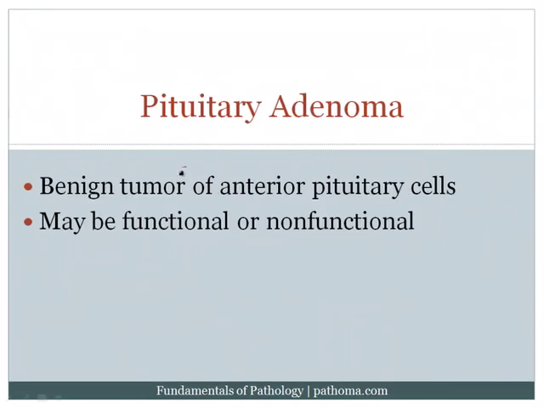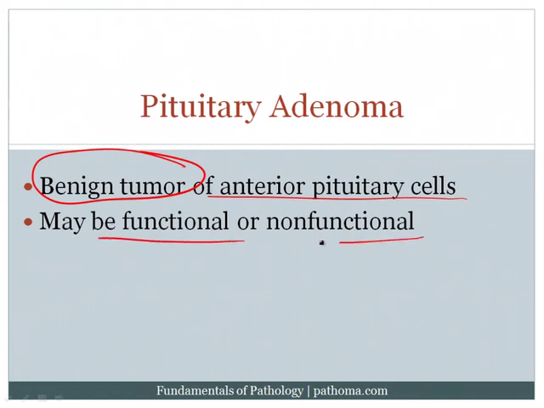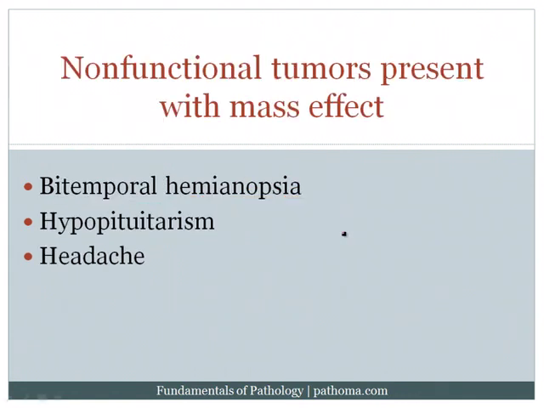This is a benign tumor of the anterior pituitary cells. Of course, the anterior pituitary cells produce a number of different hormones. If the tumor produces hormones, we call that functional. And if the tumor does not produce hormones, we call that non-functional. Now, if the tumor is non-functional, then it will present with mass effect. And one of the classic presentations would be, for example, bitemporal hemianopsia.